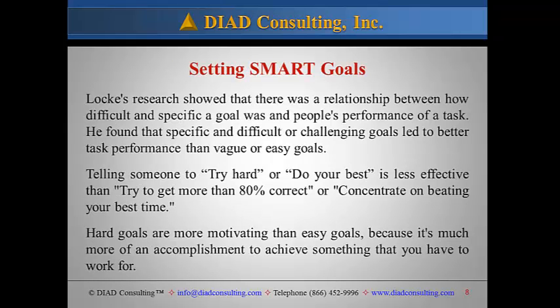Locke's research showed that there was a relationship between how difficult and specific a goal was and people's performance of a task. He found that specific and difficult or challenging goals led to better task performance than vague or easy goals. Telling someone to try hard or do your best is less effective than try to get more than 80% correct or concentrate on beating your best time.